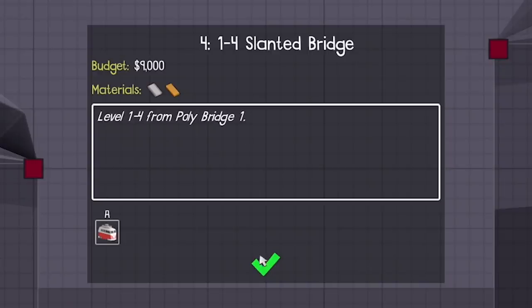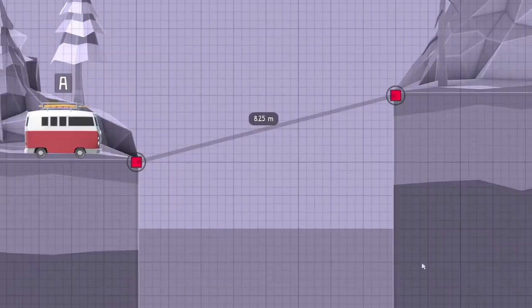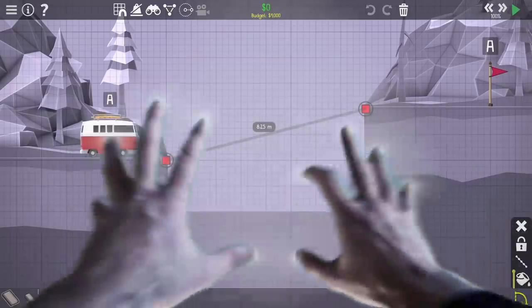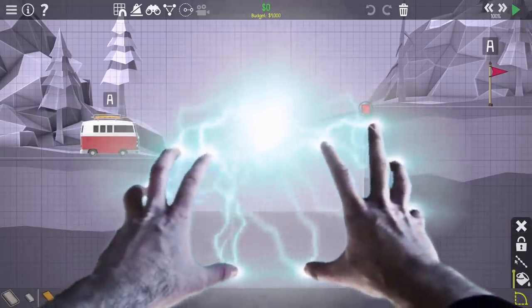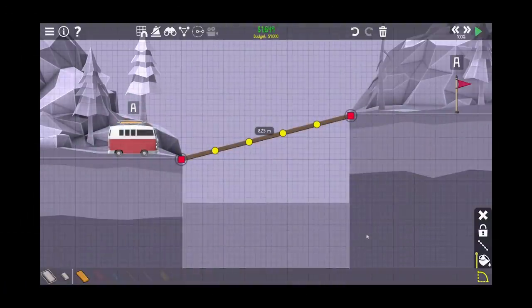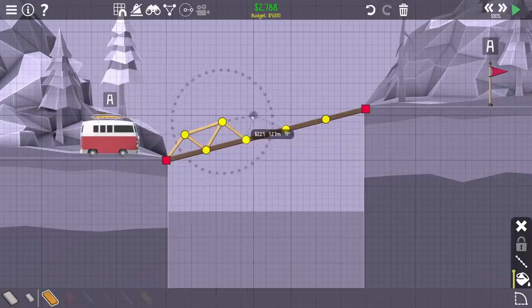So we've got a slanted bridge. This should be easy for an engineer. I'm going to use the line drawing tool and just do that. And it's been a while since we've done this, but I'm feeling electricity in my hands to fill in this bridge with road pieces. Oh, I've missed the power of engineering, I tell you that much. For this, I'm sort of thinking we just do a truss over the top, nice and simple.